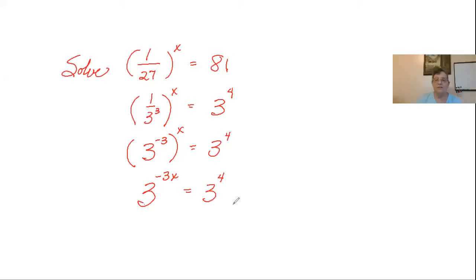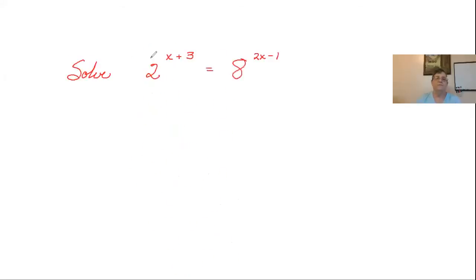Therefore, since the bases are the same, I can just drop them and say that the exponents have to also be the same. And when I divide by negative 3, I'm going to get x equals 4/3.